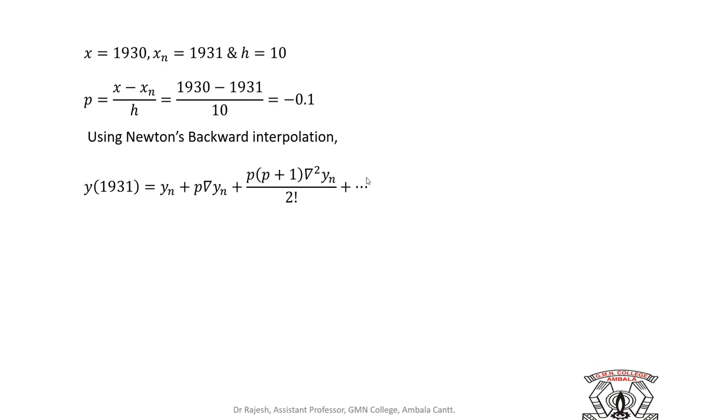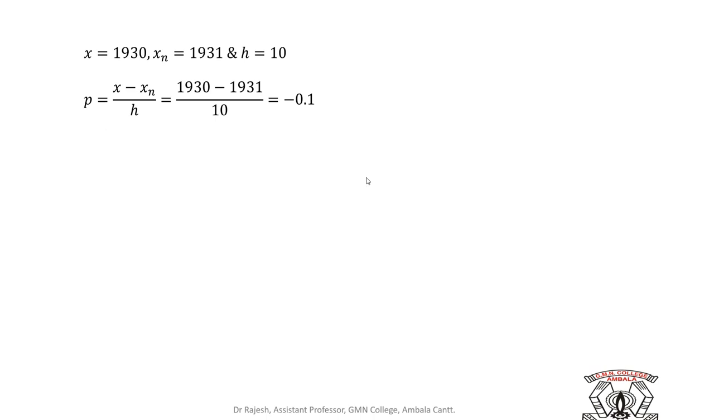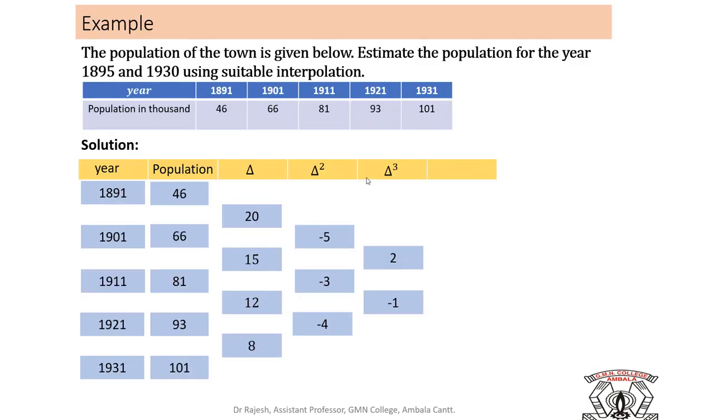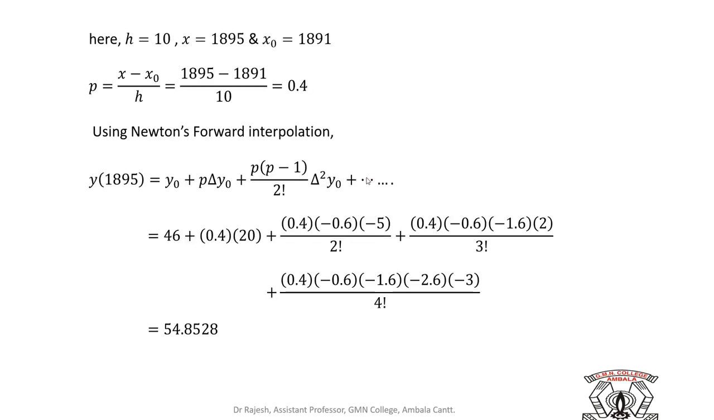So that is how you will write the terms up to the order you are required, which will be clear from the difference table. In this table we require up to the fourth order. You will once again have a look at the table, and then we need it up to fourth order. So we will write the formula up to where we need it.